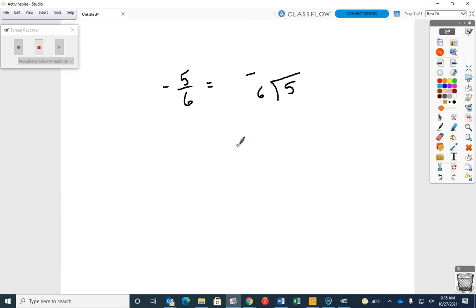How many 6s go into 5? None. So I have to do what? Add a 0 and a... How many 6s go into 50? Somebody said 8. Now I have a 2 down here. Well, 6 can't go into 2, so I can add another 0. How many 6s go into 20? 3. Now I have another 2. How many 6s go into 20?